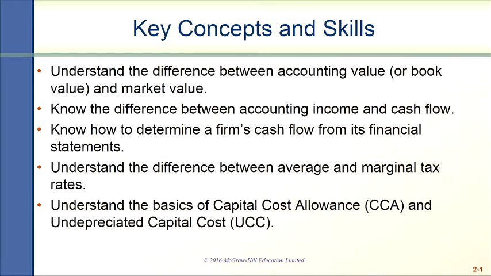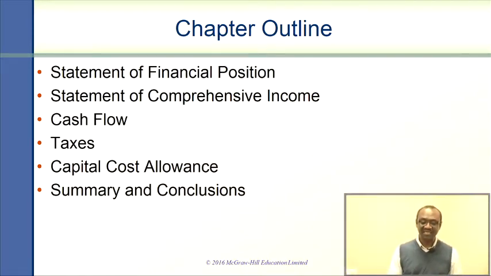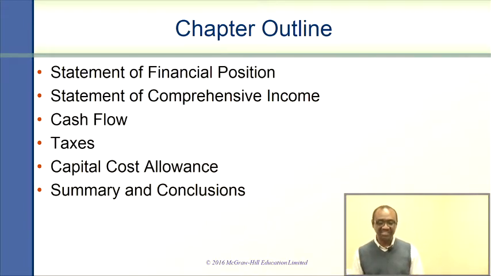So in a nutshell, the chapter outline will look at talking about the financial statements. We're looking at the statement of financial position, which I'll show you in a minute what it means. We also look at the statement of comprehensive income, the cash flow statement, the taxes, and how we calculate capital cost allowance. Basically, that's what the chapter will look like today. So let's get started.